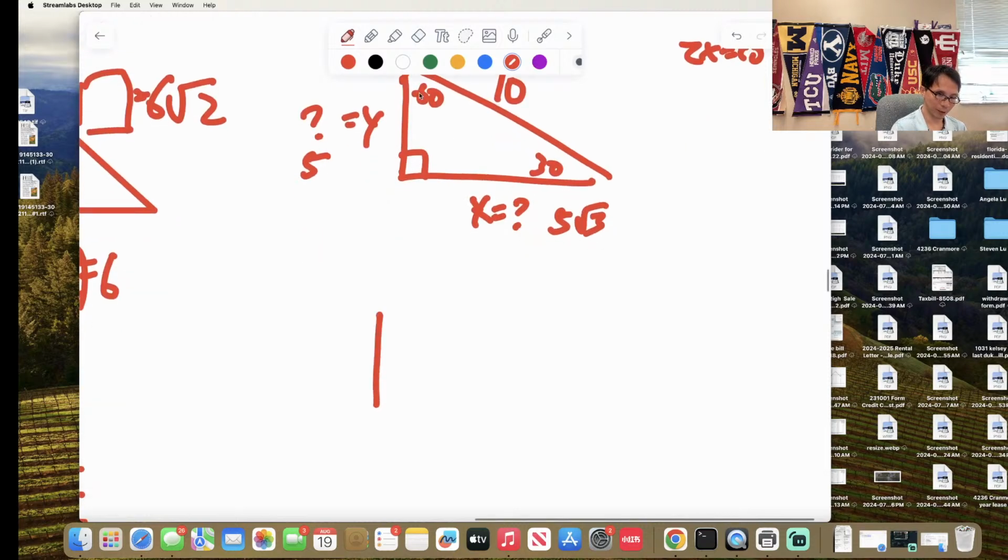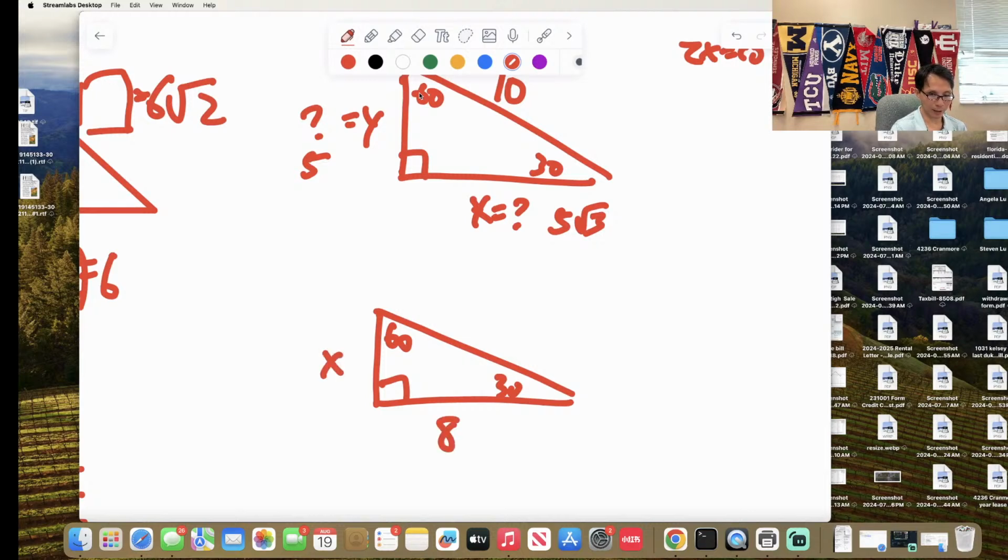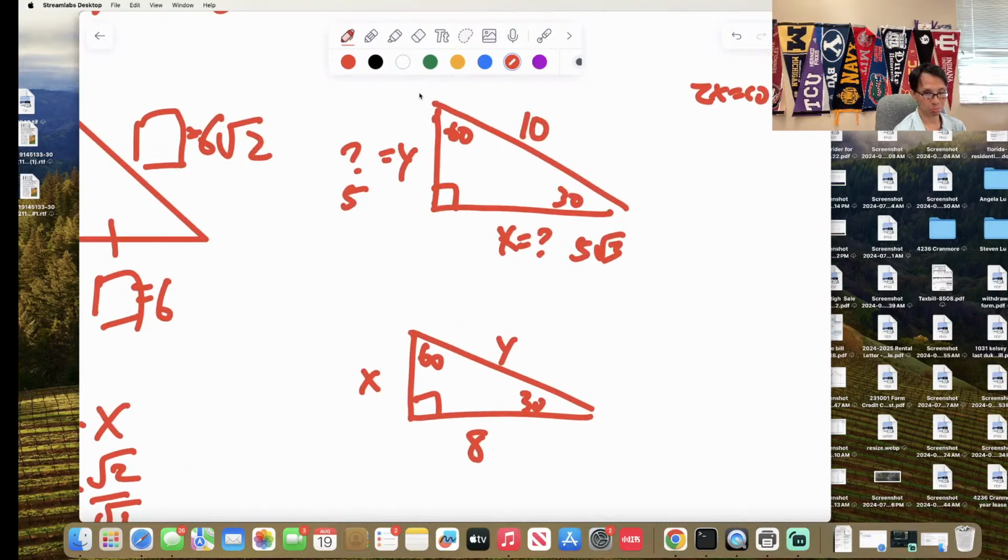Last question before I go out. 30, 60, 90. And this side is 8, and this side is x, and this side is y. Yes, Bailey? You just plug it in. Yeah, once you figure out x, just x root 3. X root 3, yeah. So now we have 30, 60, 90. I have x and y.